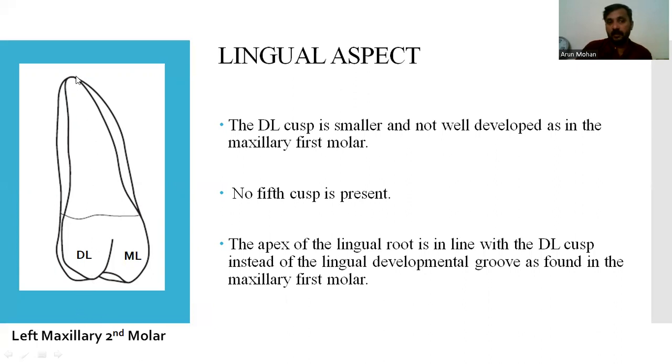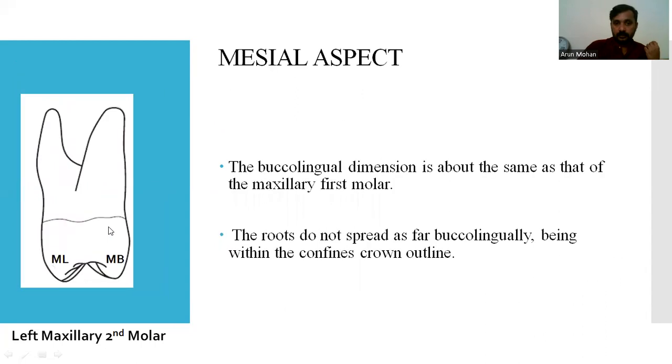Rather than the lingual developmental groove being in line with the long axis of the lingual root as in the first molar, here it will be in line with the line bifurcating the distolingual cusp. The mesial aspect: the buccolingual dimension is about the same as that of the maxillary first molar. The roots do not spread as far buccolingually, and are more confined within the borders of the crown.